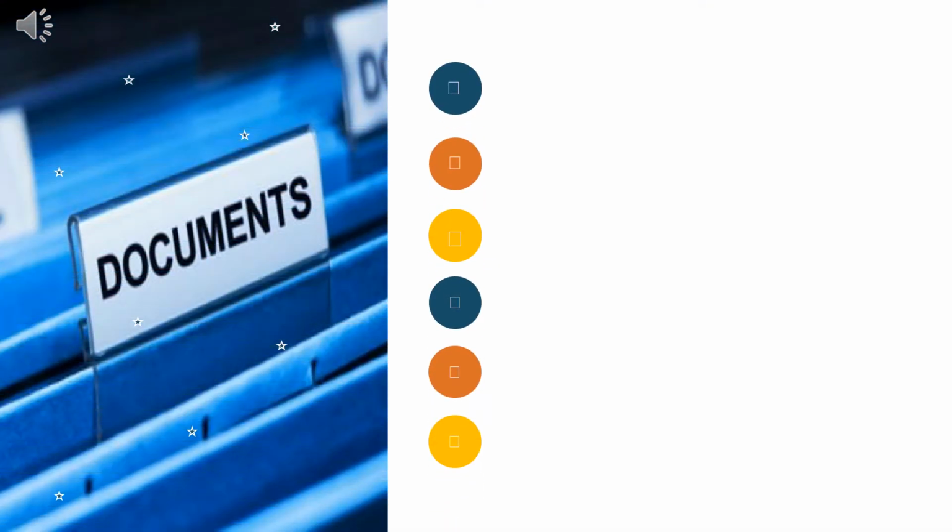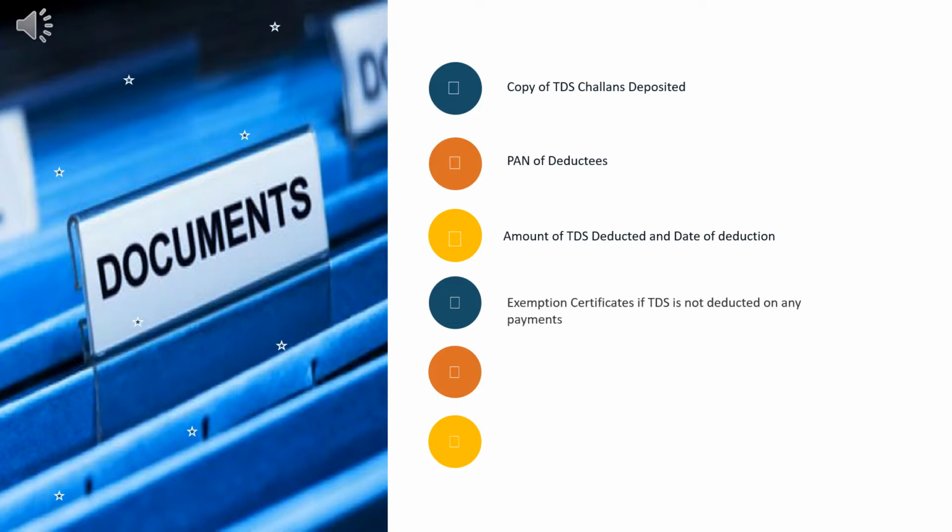Documents required to file TDS returns. Copy of TDS challan deposited. PAN of deductees. Amount of TDS deducted and date of deduction. Exemption certificates, if TDS is not deducted on any payments. Nature of expense for which TDS is deducted. Bank statements and invoices as supporting to check payments, optional.